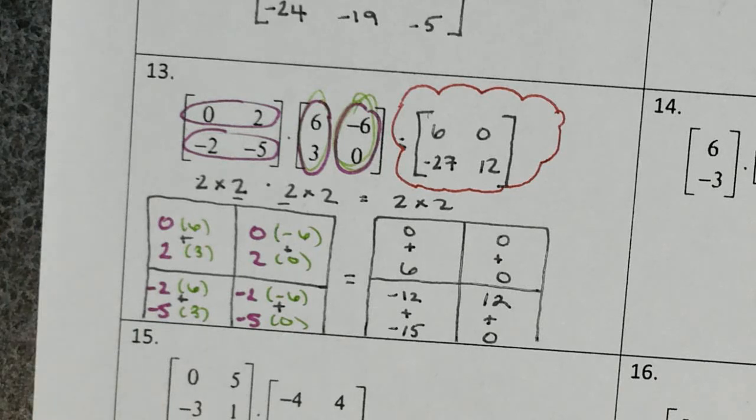Give me a 1 to 5. I feel really good about doing that multiplication on my own. All right, let's try the next one.